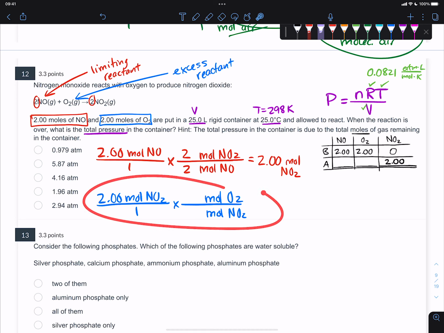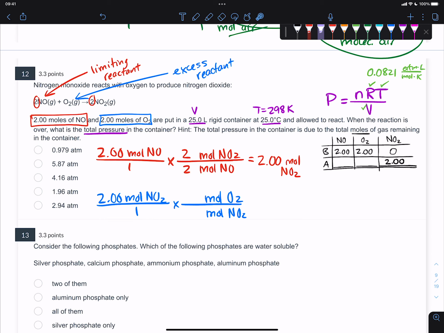So what I'm doing here in blue is I'm figuring out how much oxygen is actually consumed and locked away into the NO2. So this reaction shows that for every 2 moles of NO2, it requires just 1 mole of oxygen. And if you do your math here, 2 times 1 is 2, divided by 2 is 1. So you get 1 mole of oxygen actually used.